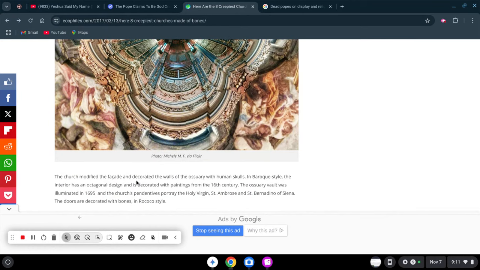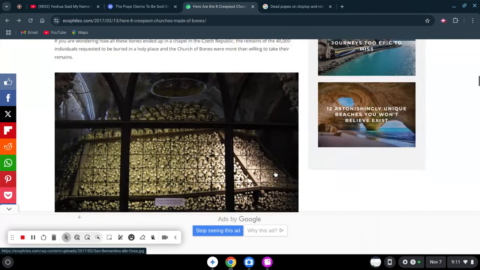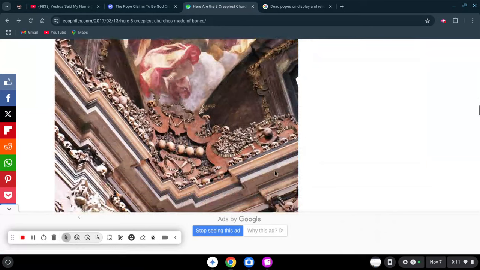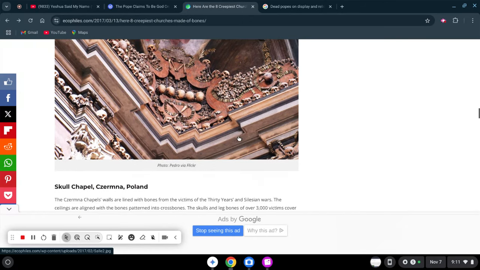It says here, the church modified the facade and decorated the walls of the ossuary with human skulls. And this is godly? Really? Look at this. Look at all the skulls, the skeletons. You know, I mean, I'm sorry, but this looks like something out of a nightmarish horror movie to me.